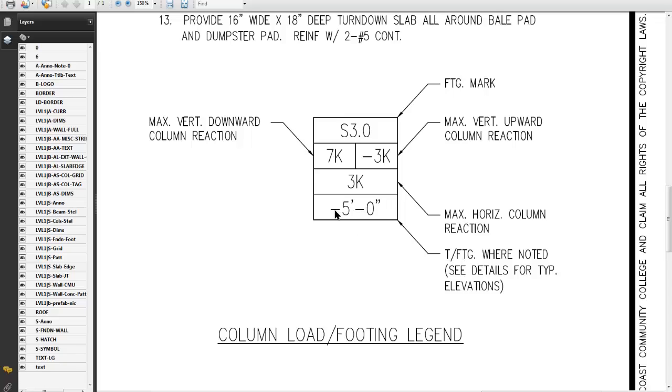So if you have this, it's telling you that the top of the footing is negative 5 feet below the top of the slab, which is assumed to be 0 feet. So it's 5 feet deeper than the top of the slab. But that's how you read those.